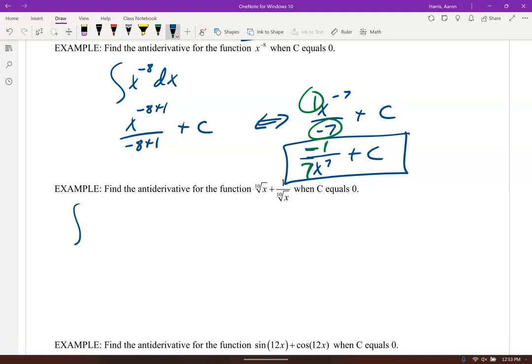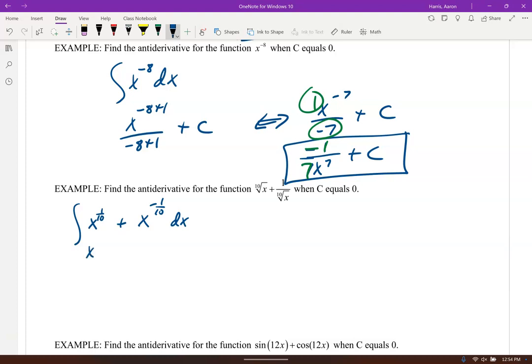We've got the 10th root of x. I'm going to write that in exponential form, so that's x to the 1/10, plus 1 over the 10th root of x. So I'm going to write that as x to the negative 1/10. And then I'm going to take the antiderivative there. Okay?